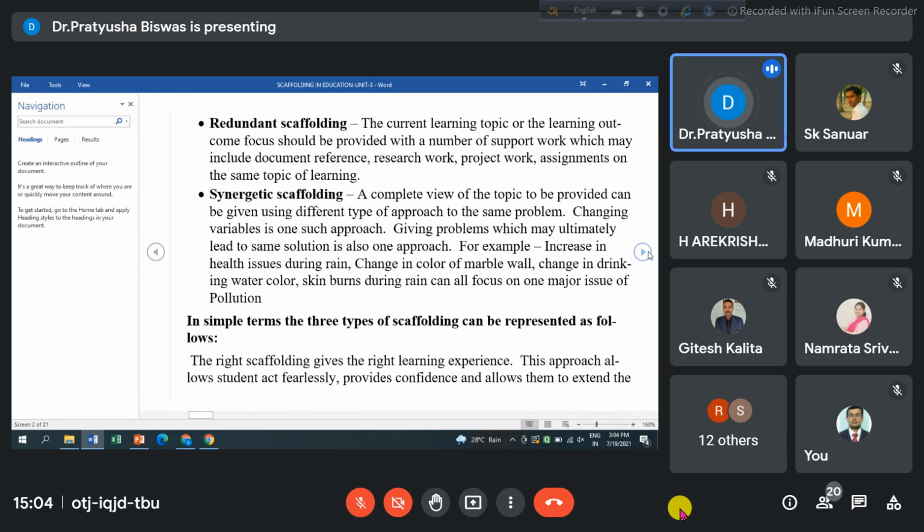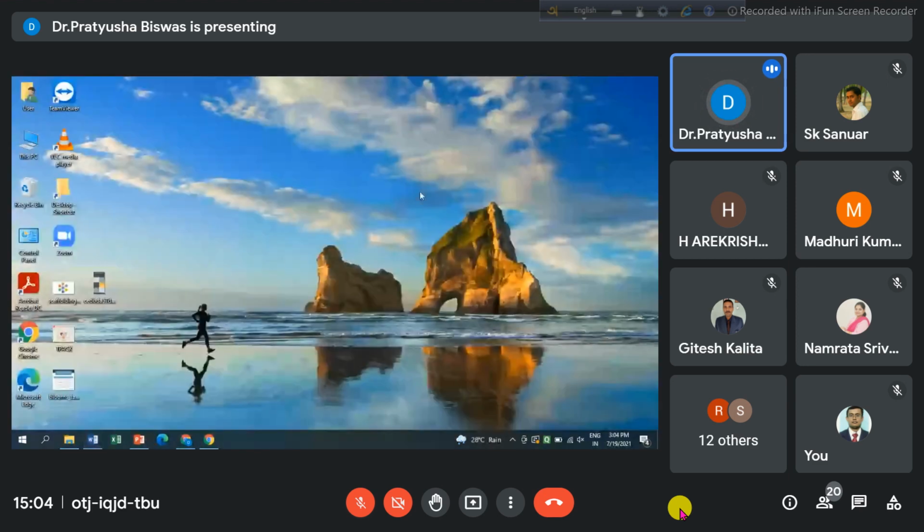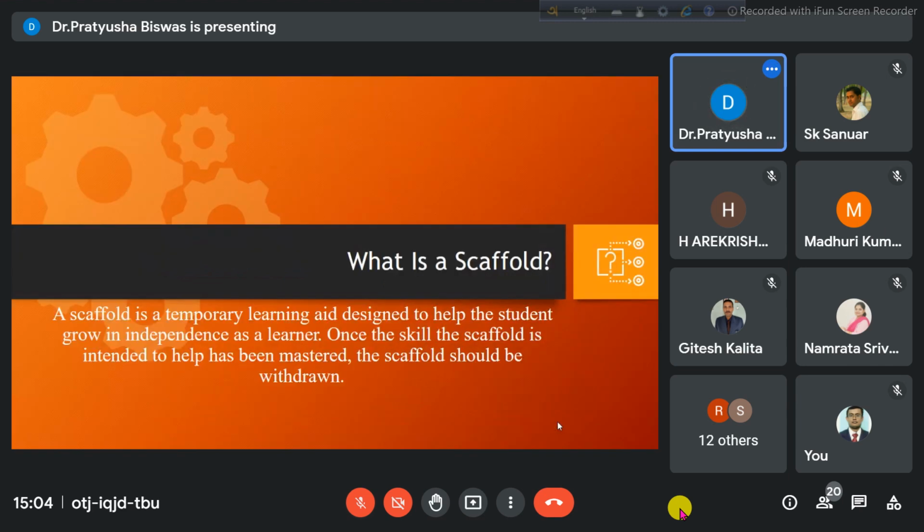Let me show you the presentation that I have saved for scaffolding, which I find to be practically more viable for you. I would request every one of you to please apply it, try it in your classroom, try it while designing the syllabus or the class lesson plan. This will help you. Now, what is a scaffold?